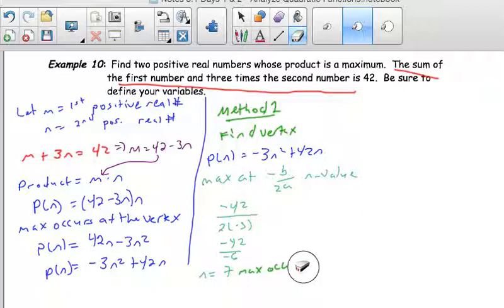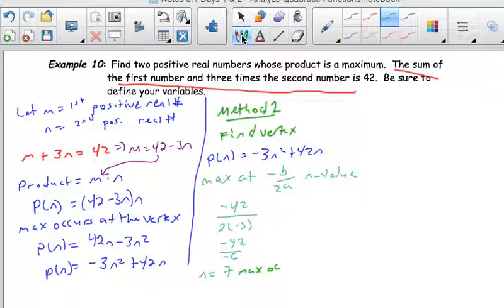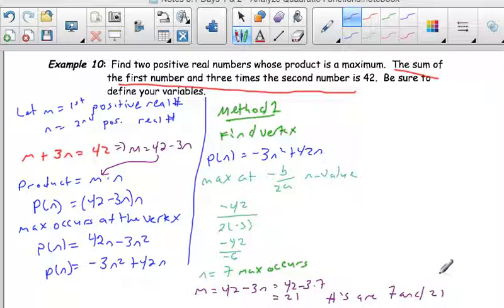The maximum occurs when n equals 7, and we can substitute back into this equation to find m. M is equal to 42 minus 3n, so that's equal to 42 minus 3 times 7, which is 21. So our numbers are 7 and 21.